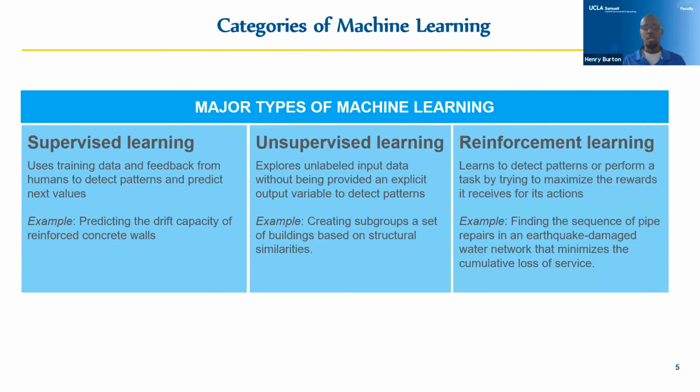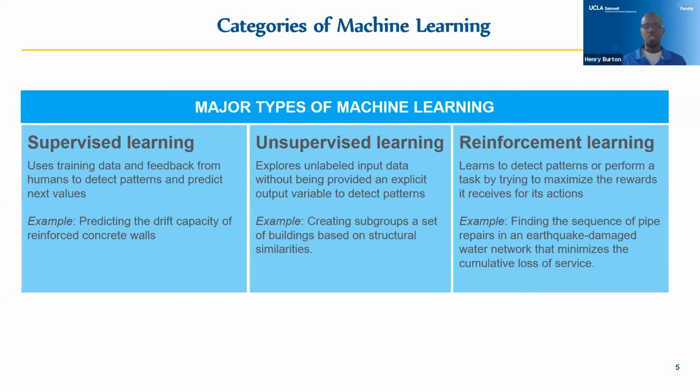And then reinforcement learning, which is the least popular of the three, we are actually doing some research in this area. I'm not going to talk about it today, but this is where, again, you're trying to detect patterns, but you're actually performing a task, or you have some agent within the computer program that's performing a task where it maximizes the reward it receives for its action. So basically, you're trying to train some agent to optimize some set of actions by having it interact with an environment and receiving rewards and penalties based on how it interacts.